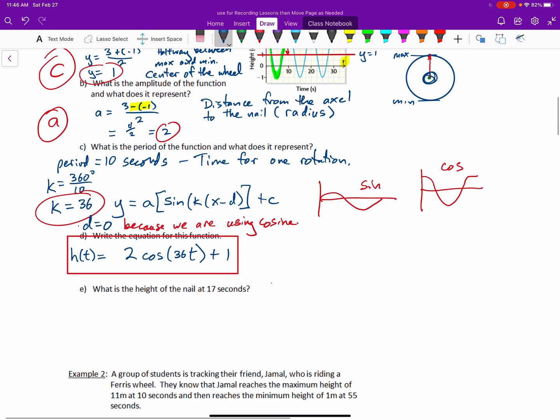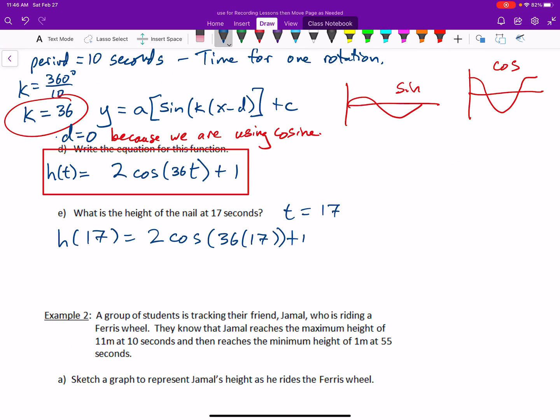So clearly t is 17 seconds in this case, so I'm going to find h at 17, and literally I just put 17 into the function and work it out. I'm going to follow order of operations. I have to find out what 36 times 17 is first, and then take the cos of that, and then multiply it by 2, and then add 1.